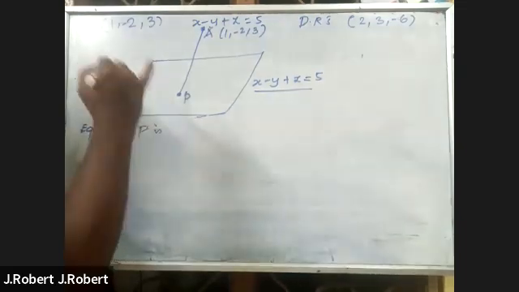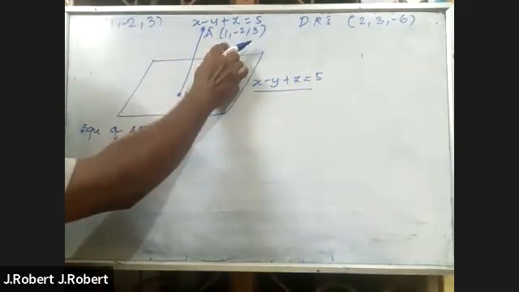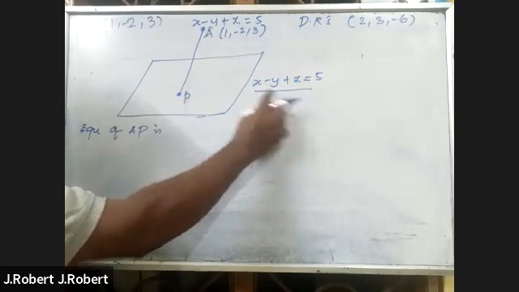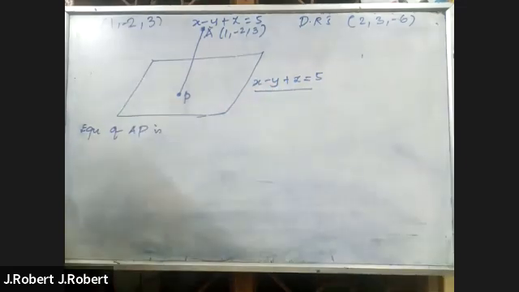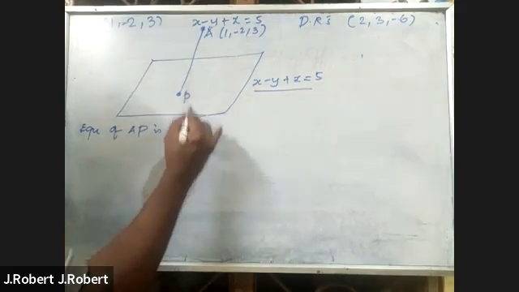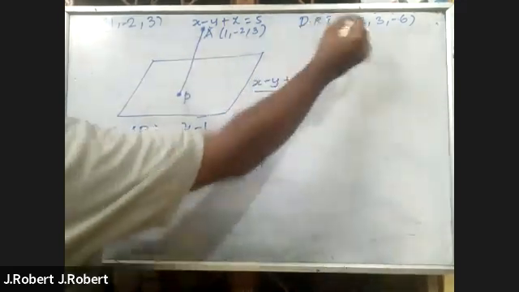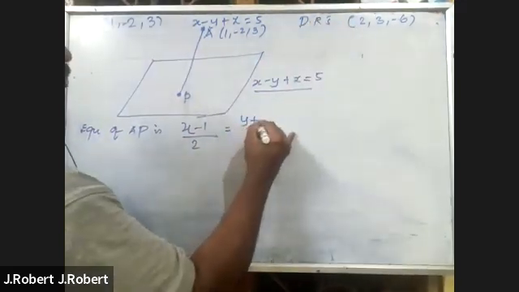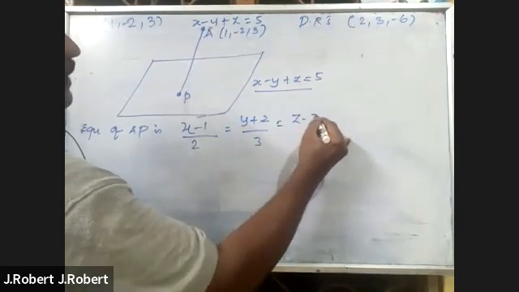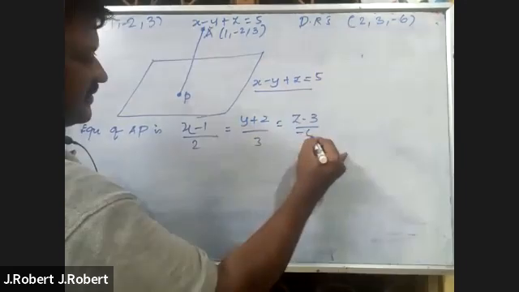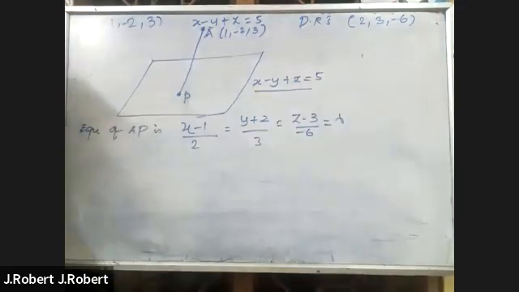How can I find the equation of AP? One point is given and one parallel vector is given. These are called direction ratios, 2, 3, minus 6. Therefore, I can write the line as (x minus 1) divided by 2, (y plus 2) divided by 3, (z minus 3) divided by minus 6, which is equal to lambda.